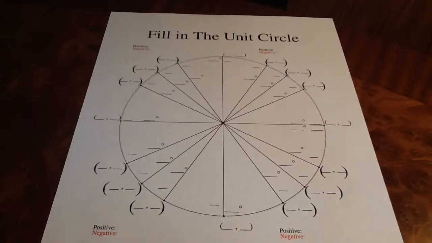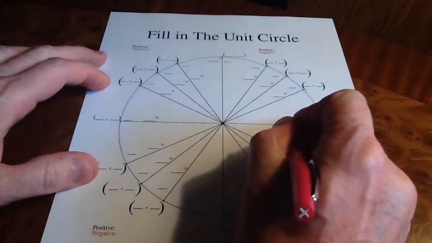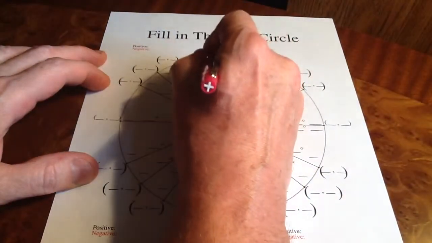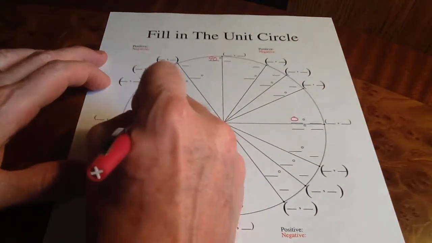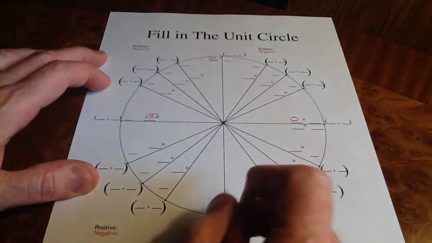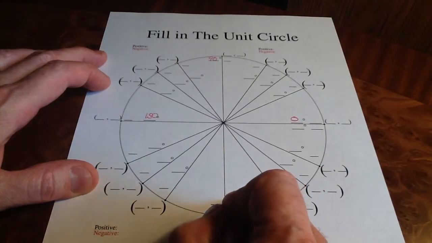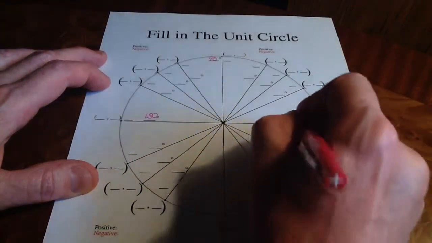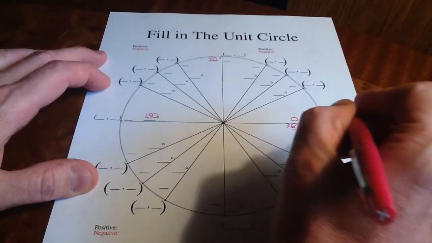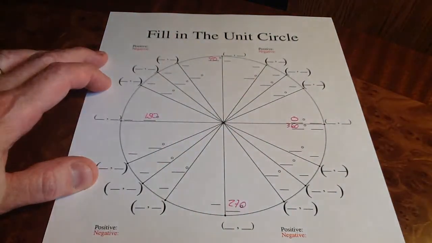In this video, I fill out the unit circle. I'm going to start with degrees. Zero is here, 90, 180, 270, and 360. Good.